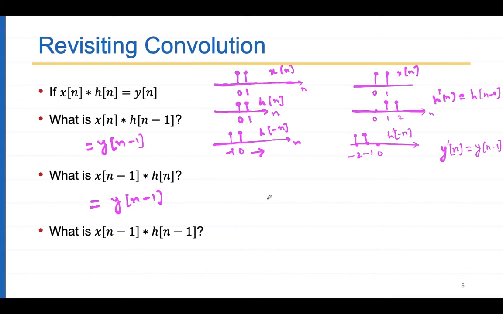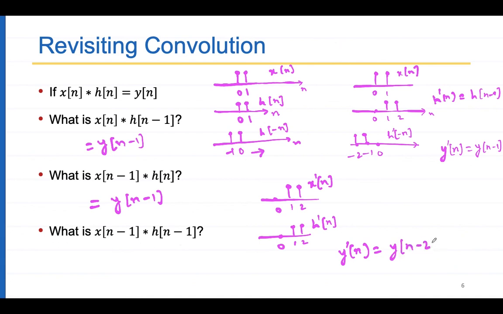So now in this case, you have x dash of n, which starts from 1, 2, and then you have h dash of n, which again starts from 1, 2. Now if you turn this, you have to go 2 steps further to reach that same configuration. So this means that your y dash of n will be equal to y of n minus 2. It has to shift 2 steps.